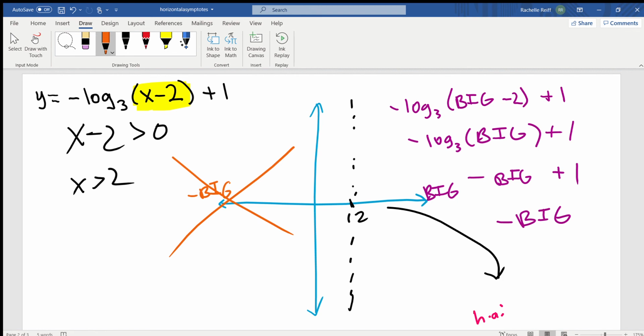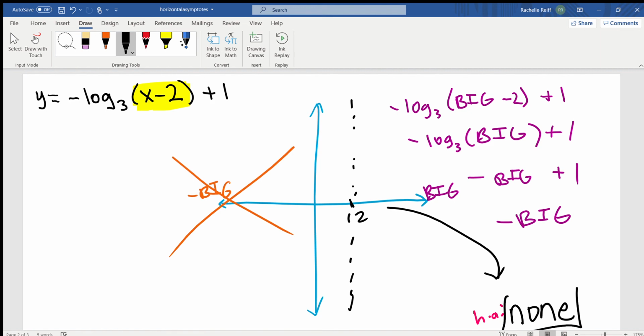So I don't even have to try plugging in any negative big numbers, because nothing happens to the left side. There is nothing to the left side to make this function work, which means if there's nothing to the left side and on the right side we don't have a horizontal asymptote, right? It just keeps going down forever. That means I don't have a horizontal asymptote.